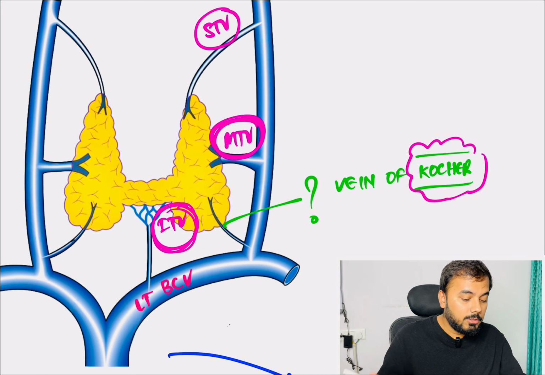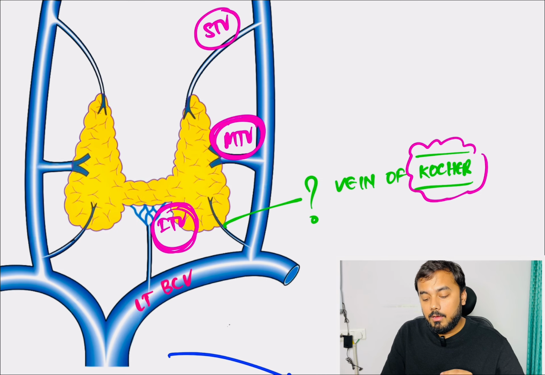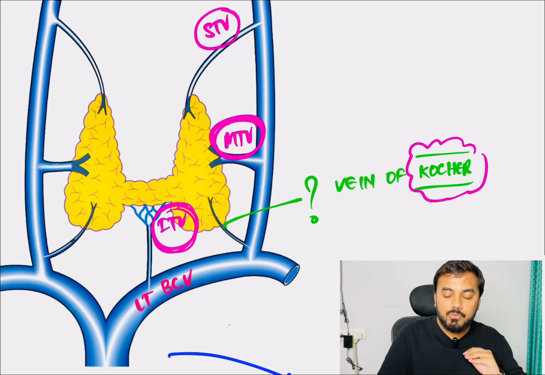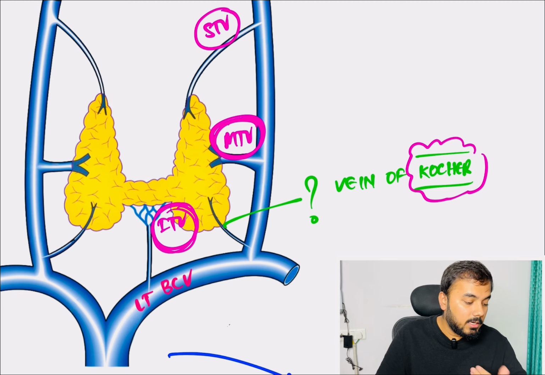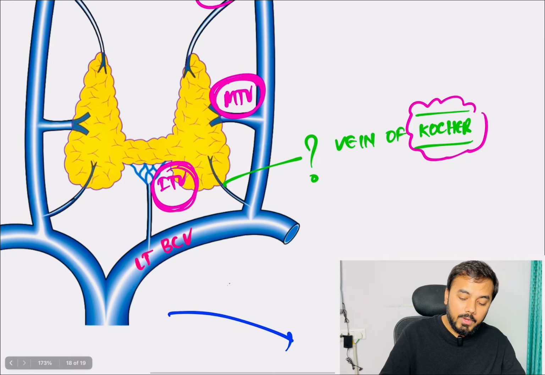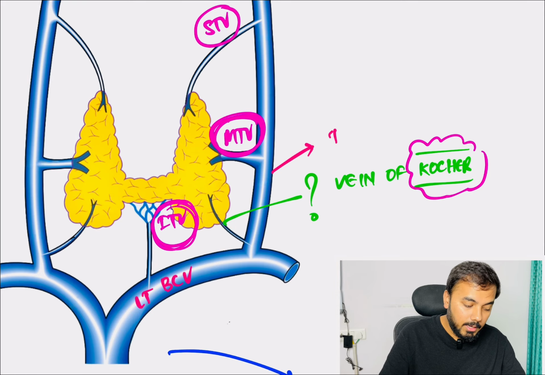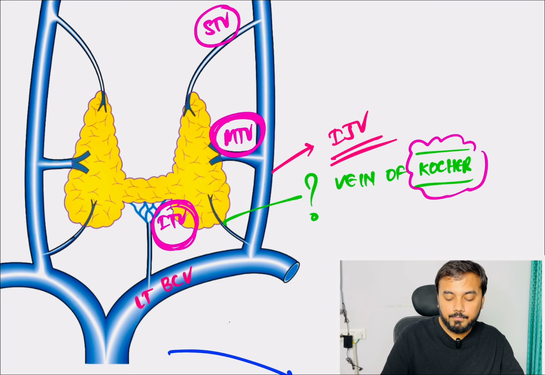Okay, so in which population do you find this vein of Goitre? In everyone? No, only a few people have this vein of Goitre, and this is considered as the fourth vein. Okay, and where is this vein of Goitre draining into? This vein of Goitre is draining into this particular internal jugular vein.